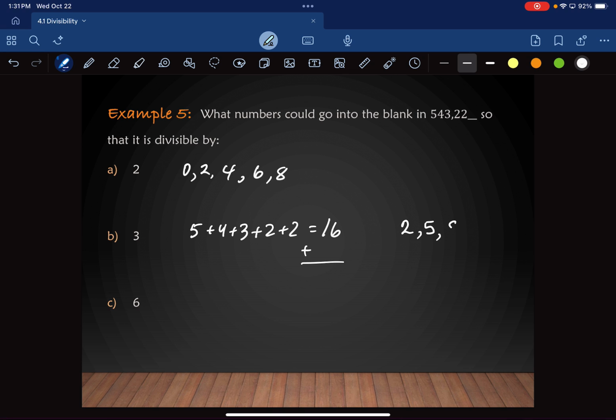8. What's 16 plus 8? 24. 24 divides by 3. So 8 will work in that last blank as well. Now then, what number could go in the blank so that it's divisible by 6?